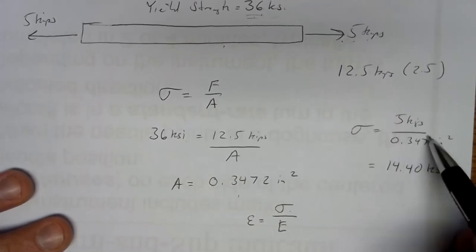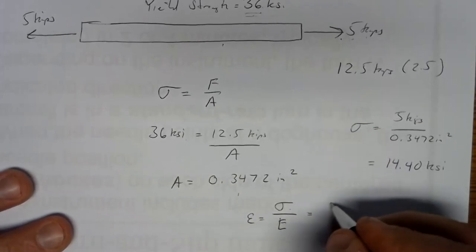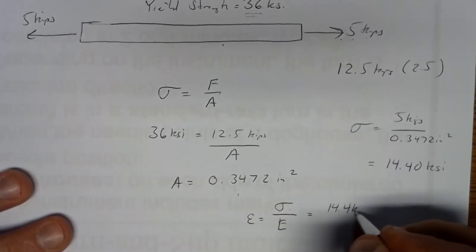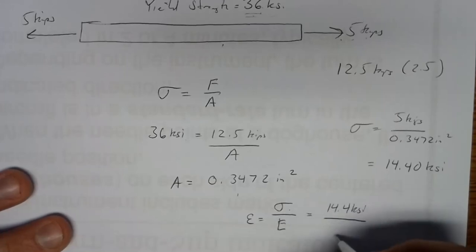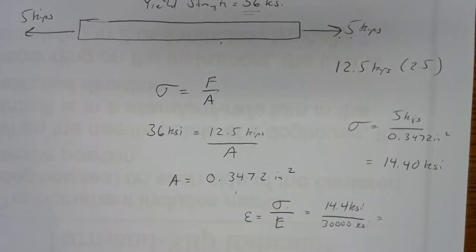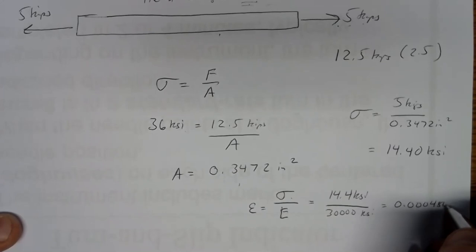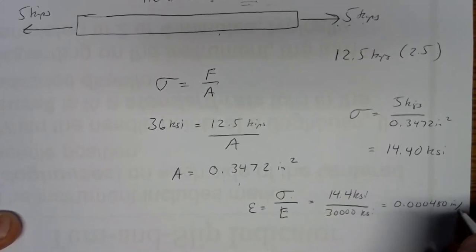So we'd take that reduced stress, that 14.4 KSI, and divide it by the modulus of elasticity, and that's 30,000 KSI, and we get a pretty tiny number. We get 0.000480 inches per inch.